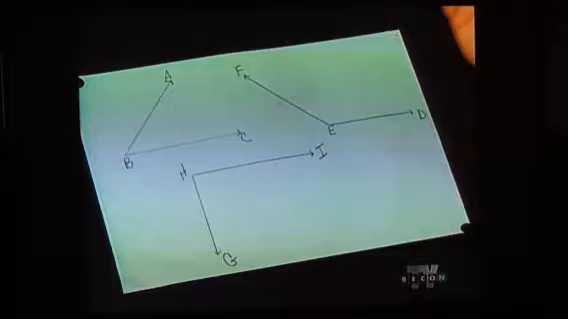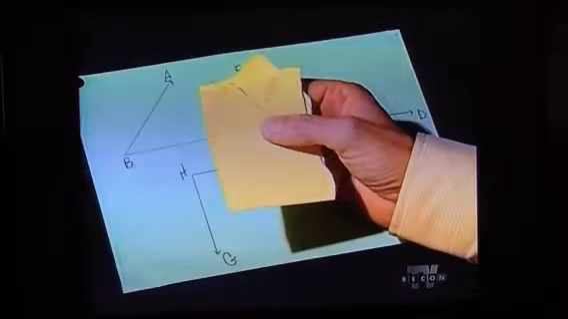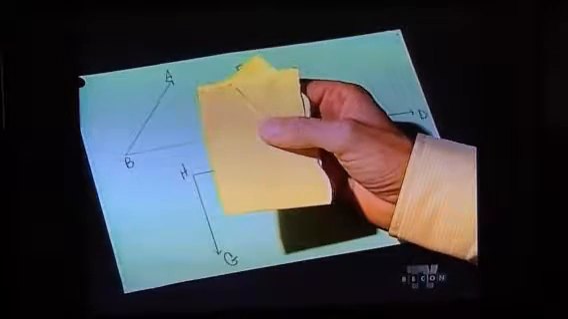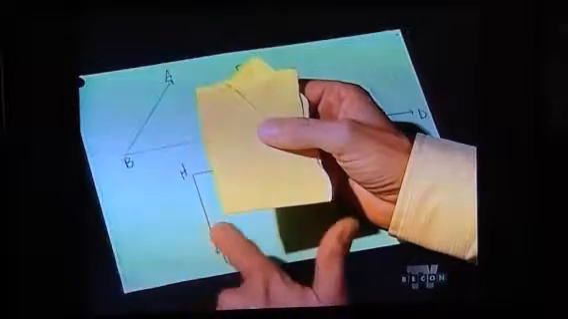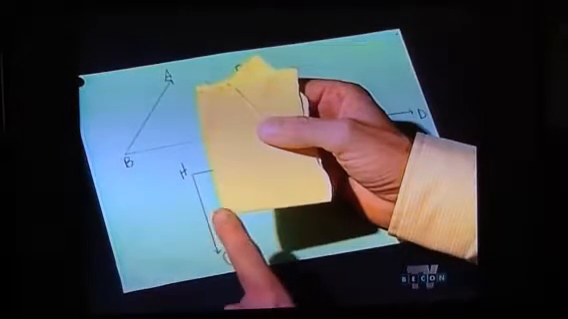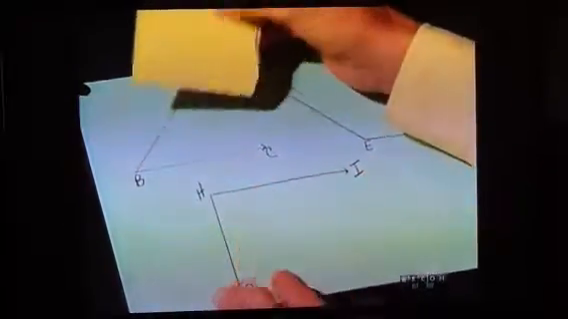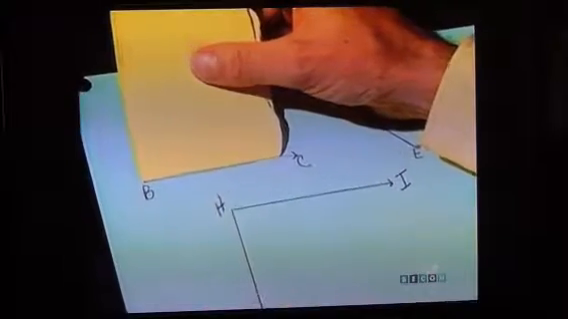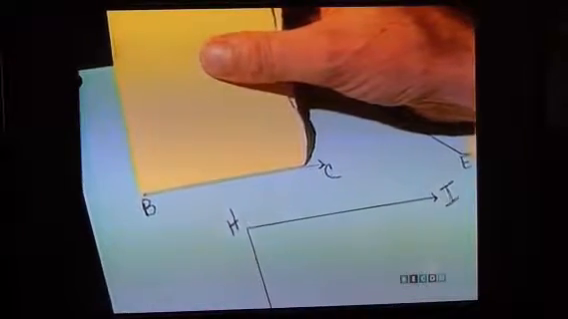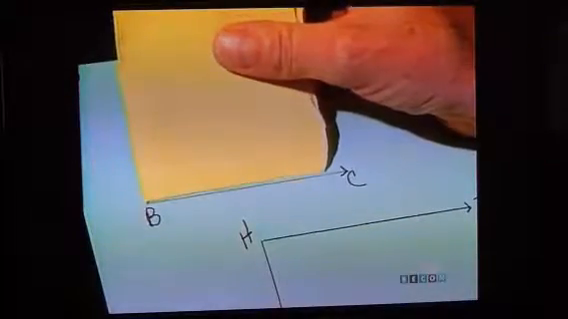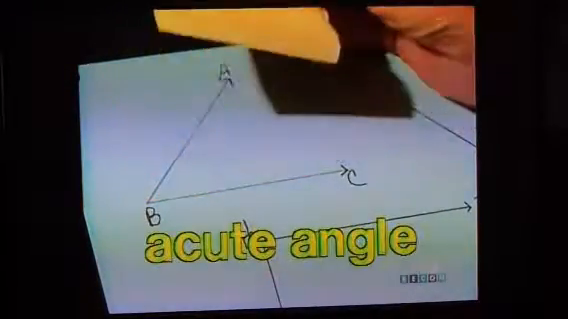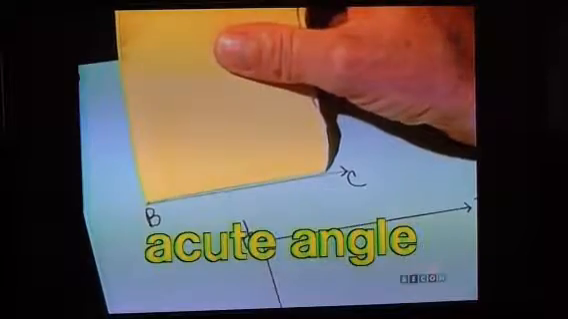Look at these 3 angles. Let me show you how easy it is to discover what type of angle you have using the right angle checker. Using the vertex of my right angle checker, I will line it up with the vertex of angle ABC. Ray BC is also lined up with the checker. Since I cannot see ray BA, I know that my angle is less than 90 degrees.